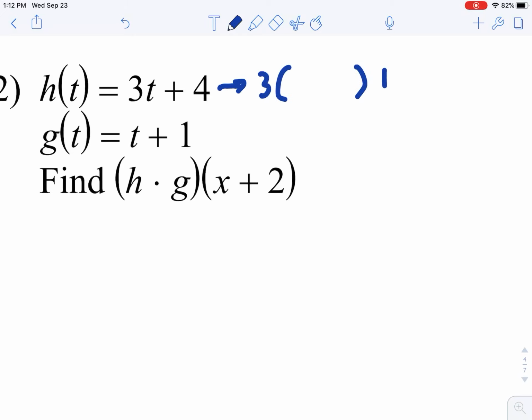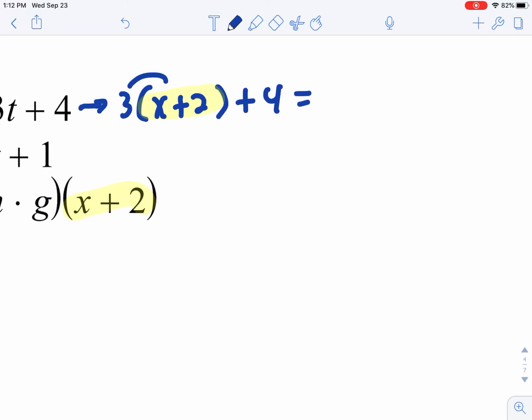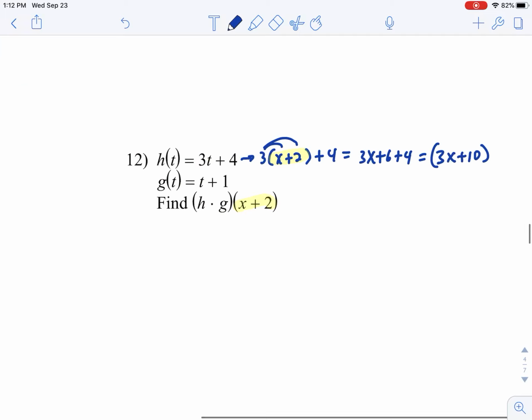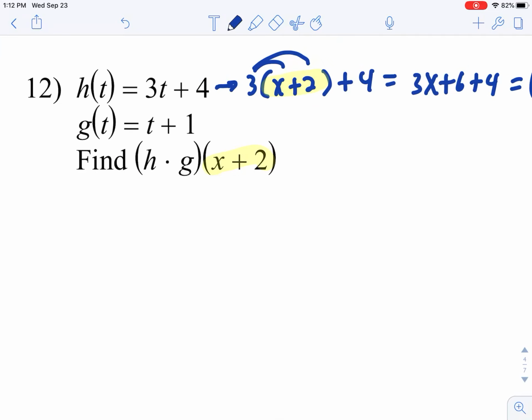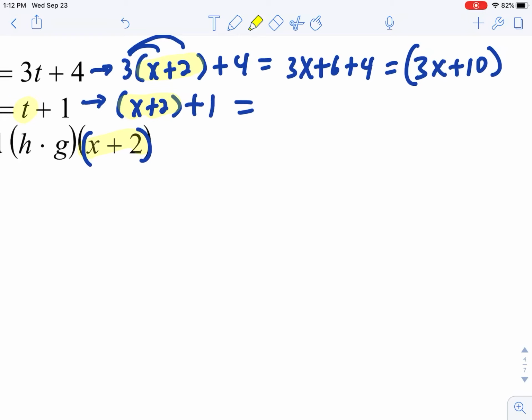So 3t plus 4. I take the t out, and I put x plus 2 in its place. Now to simplify this, I distribute 3x plus 6 plus 4. And then that becomes 3x plus 10. So there's the first part of the answer, h of t. Now we need to do g of t and plug in x plus 2. Well, that's just going to be x plus 2 plus 1. I'm taking this t out, and I'm going to put x plus 2 in its place. If you combine like terms, the plus 2 and the plus 1 become x plus 3.